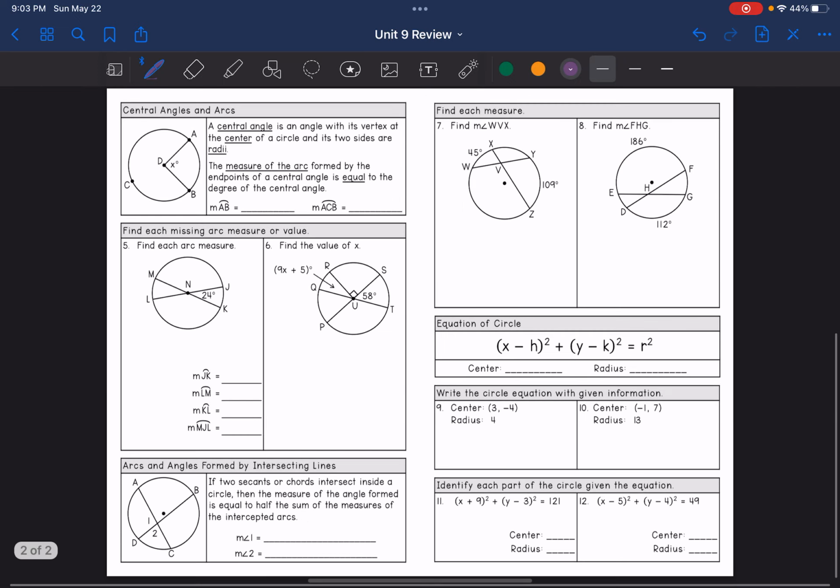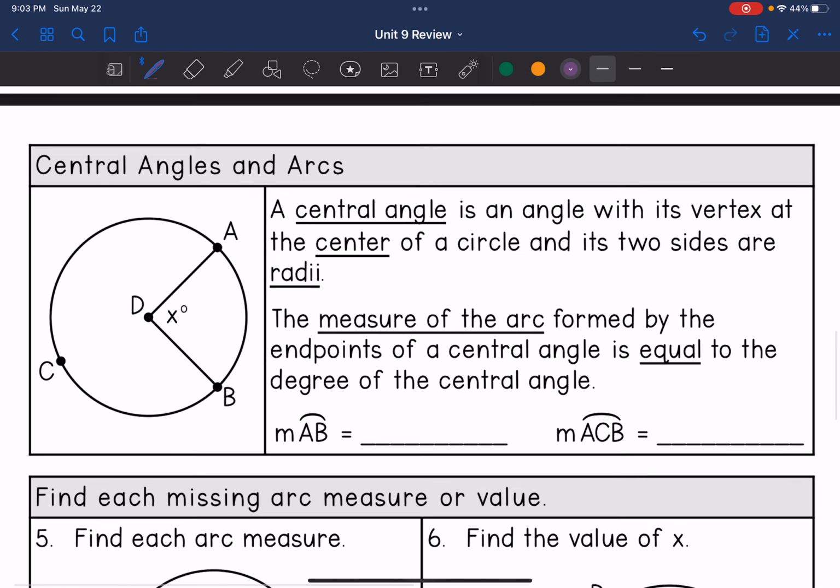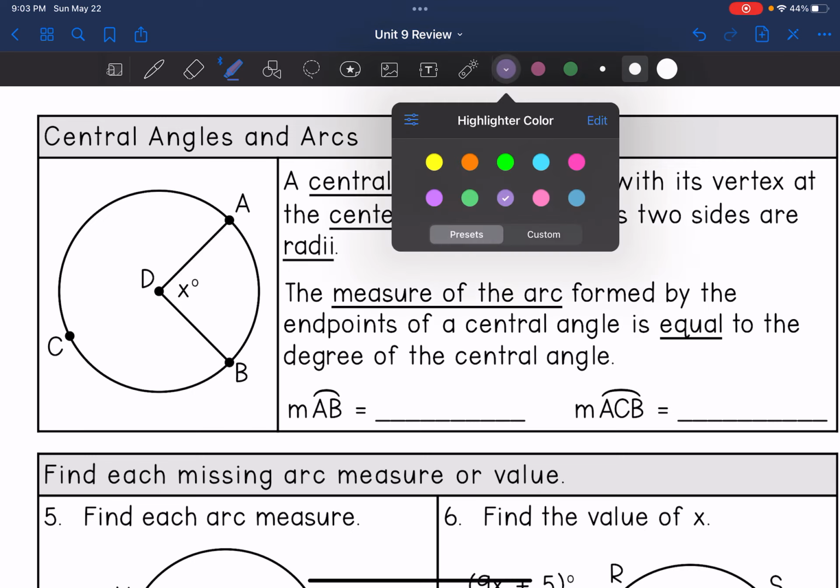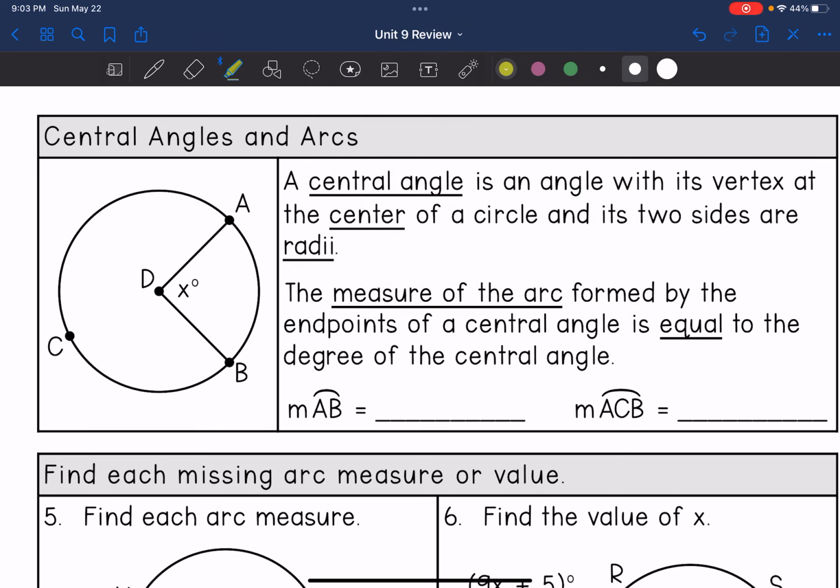Okay, let's look at the inside. So next thing we need to remember about circles is central angles. A central angle is an angle with its vertex at the center of the circle and its two sides are radii. So you see D right here, that's the center. And if you go center to edge and center to edge, those count as radiuses. Okay, so if you want to find the measure of that arc formed by the endpoints of the central angle, it is equal to the degree of the central angle.